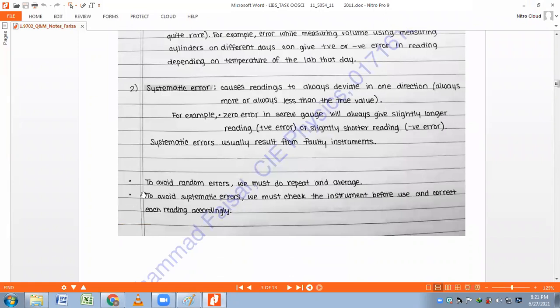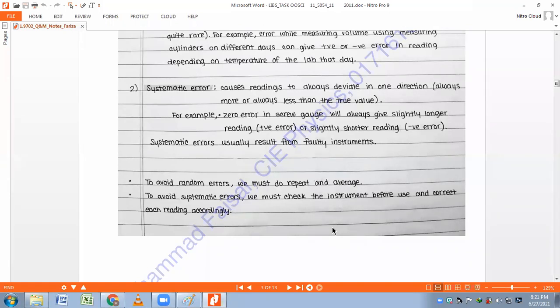Here we have some important bits. These are pretty important for MCQ questions. It says that to avoid random error, we must repeat and average. Honestly, repeat and average is pretty much the only weapon we have against random error. The idea of repeat and average goes like this. If you are going to measure a certain value with human effort, the idea is that if you measure that value 5 times, we assume that 2 of the readings are going to be on the plus side, 2 of the readings are going to be on the minus side, and 1 reading might as well be somewhere in the middle. So it's a statistical approximation.